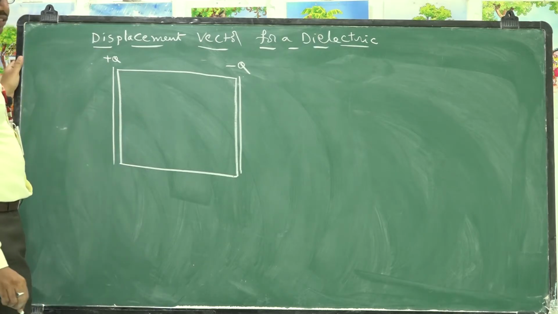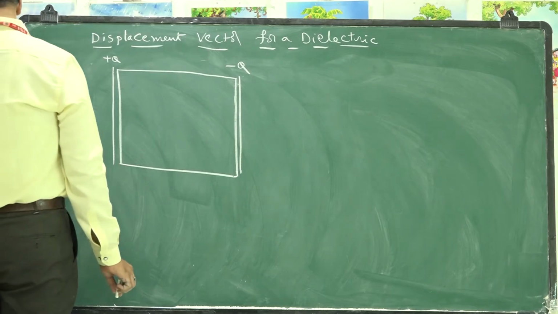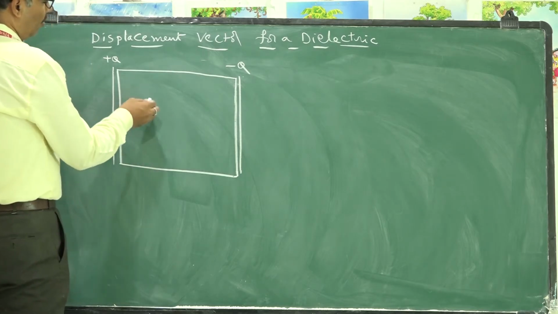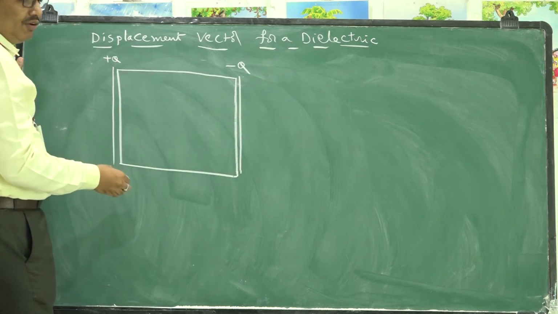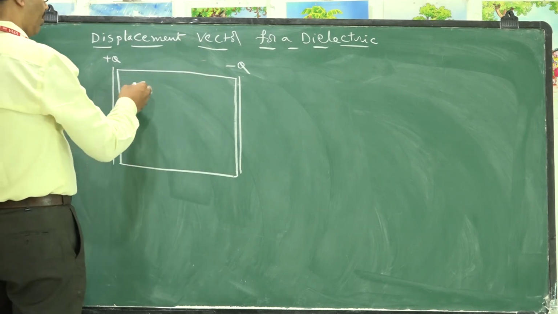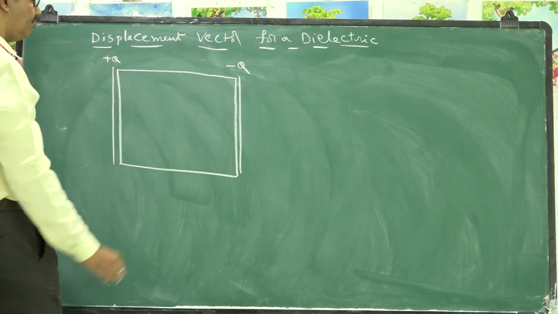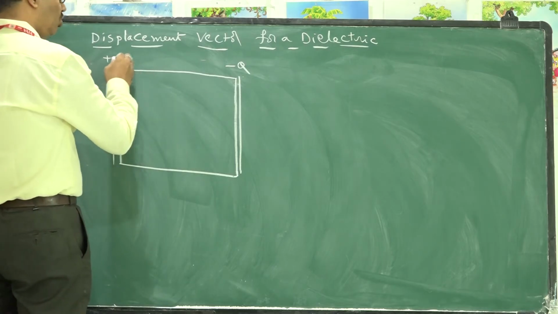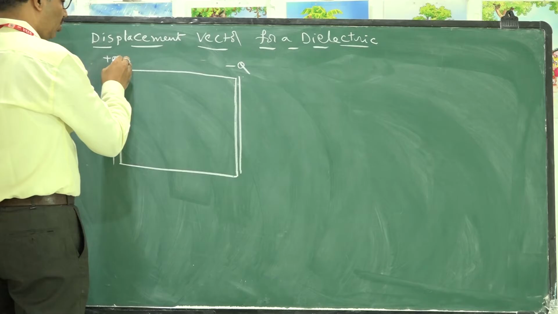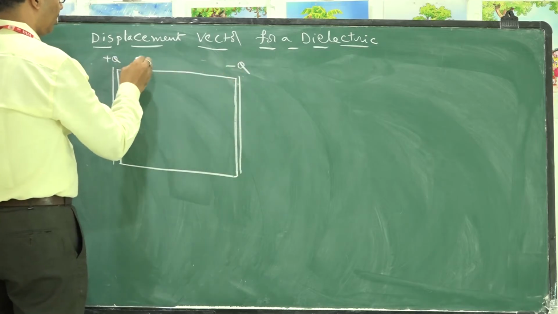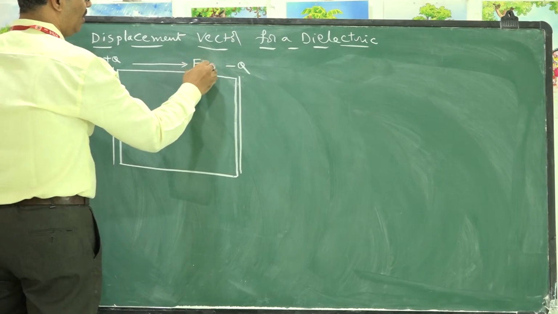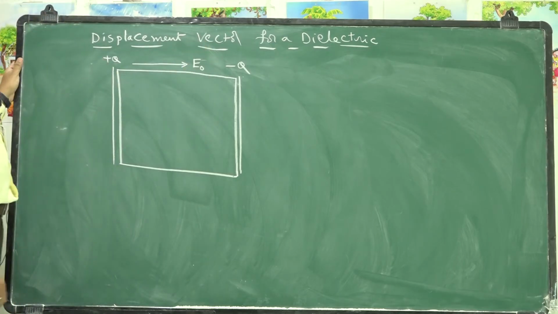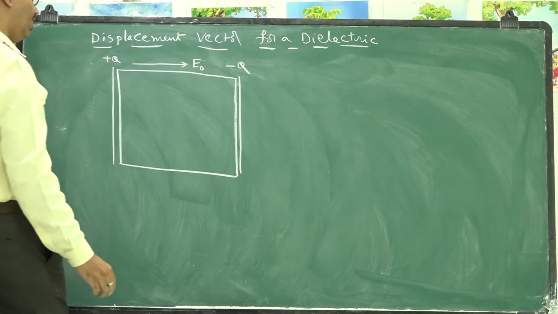Polarization takes place. Polarization means the dipoles available inside the dielectric will align into the proper order. Actually, due to the presence of positive charge and negative charge on the plates, there exists an electric field. Let it be E naught. E naught is the applied electric field.